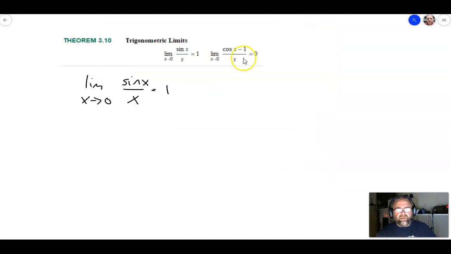All right, and then there's a similar special limit: the limit as x approaches 0 of the cosine of x minus 1 over x is equal to 0. We just have to have these two special limits in our toolbox, because sometimes we'll need those in order to solve some examples, just like the one we're about to look at.